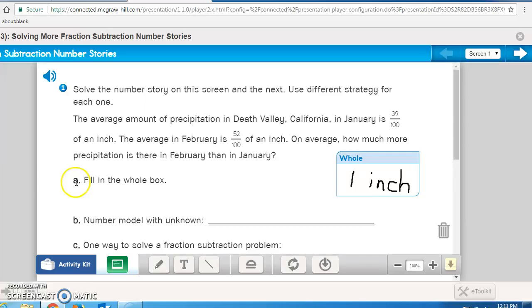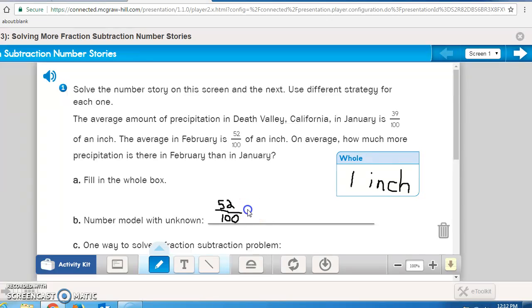So A tells me, hey, fill in that whole box. So my whole is 1 inch. Next, it says write a number model with the unknown. Okay, so we look back up here at the fractions it gave us. It says in January it's 39/100ths and February is 52/100ths. Well, we're going to write 52 first because that is the greater fraction.